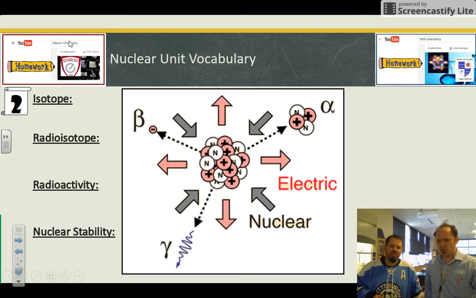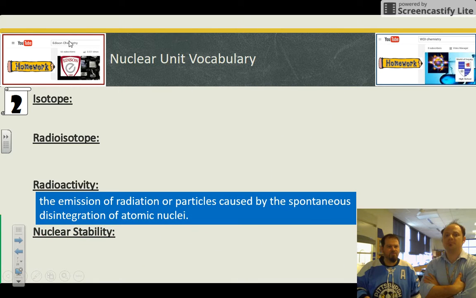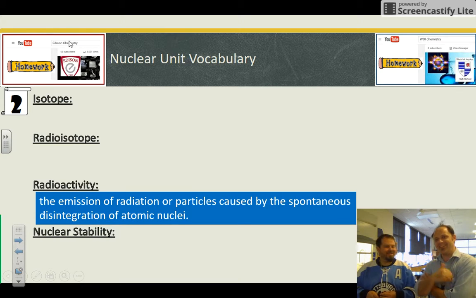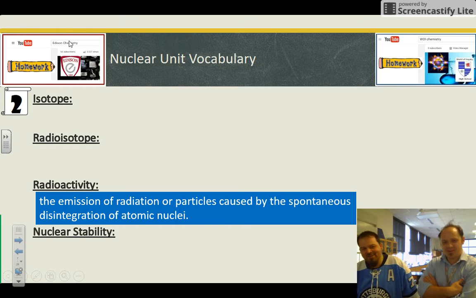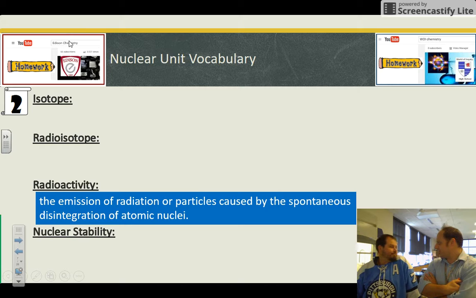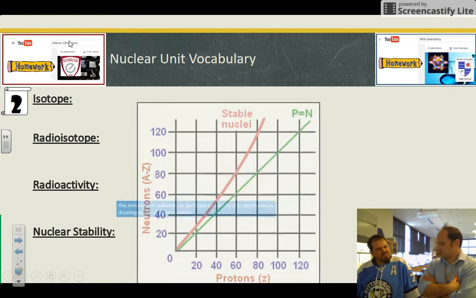Radioactivity. I see Greek sorority letters. So beta, gamma, alpha. Those are Greek letters, and we're going to use those and figure those out. This is the emission of radiation or particles caused by the spontaneous disintegration of atomic nuclei. He sounded it out and he got it right, one syllable at a time. Radioactivity: the nucleus falls apart and releases something because it's unstable.